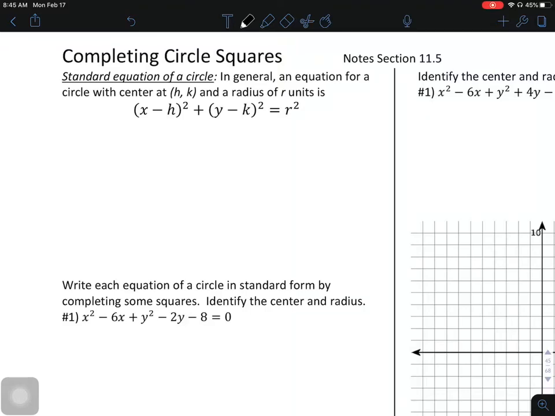Honors Geometry Notes, section 11.5, completing circle squares. Well, that sounds a little off-putting.